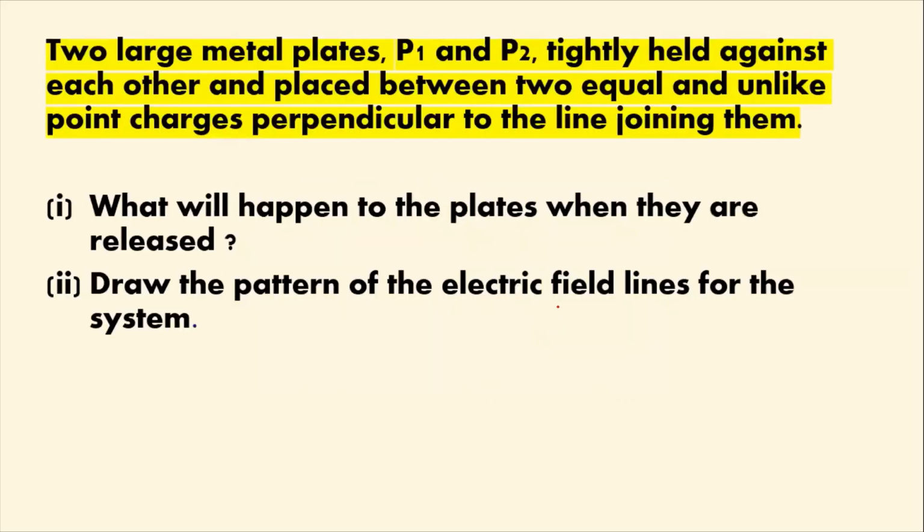Two large metal plates, P1 and P2, tightly held against each other. So there are two plates. One plate is P1, another plate is P2. They are held towards each other and placed between two equal and unlike point charges. So here you can take plus Q, here you can take minus Q. Point charges perpendicular to the line joining them. So this is the direction of the line joining them, so the perpendicular direction will be this side. What will happen to the plates when they are released?